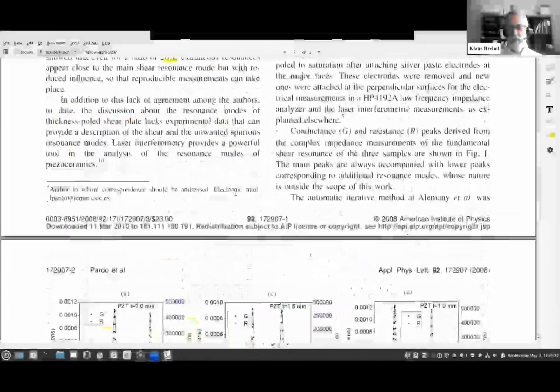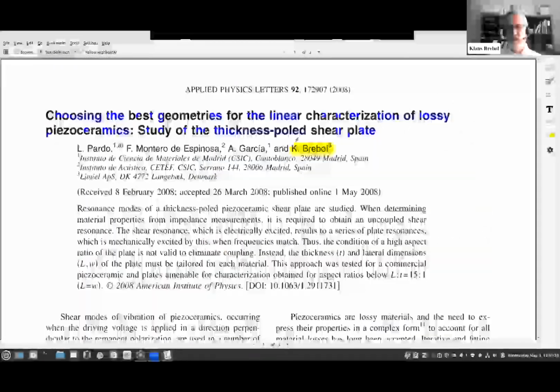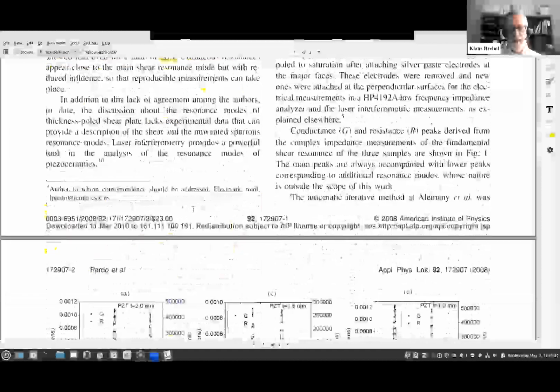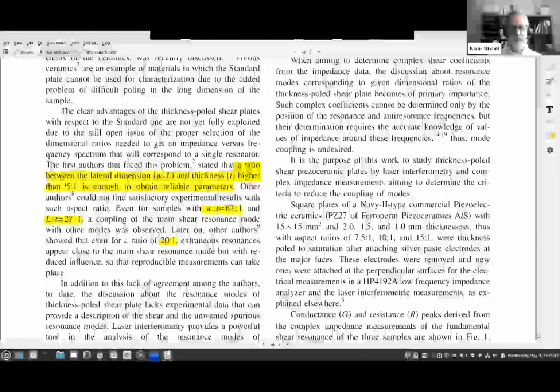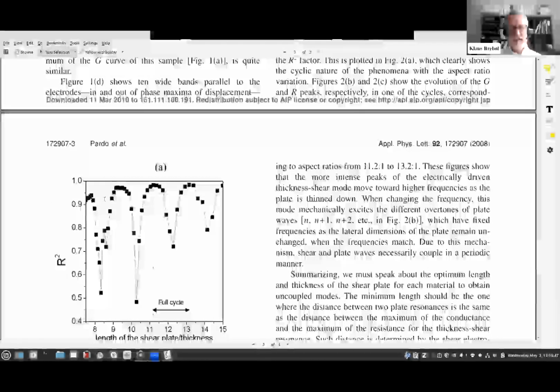This was presented in a paper in 2008. And at that time, if you looked in the literature, there were suggestions that an aspect ratio of 5:1 would be okay, an aspect ratio of 27:1 or 20:1 or up to 62:1. But if we look at this, you can see here the aspect ratio and the correlation factor that we can get.